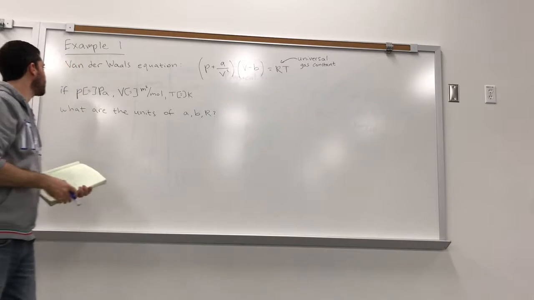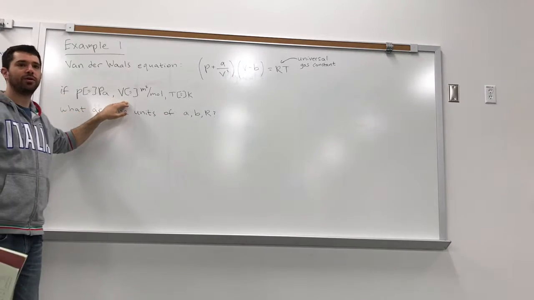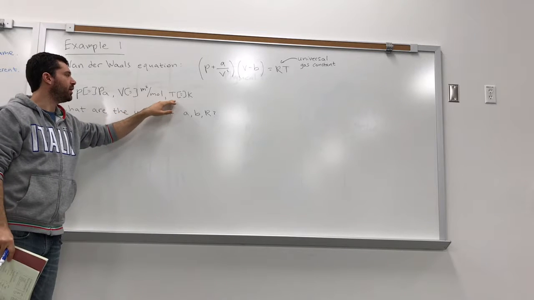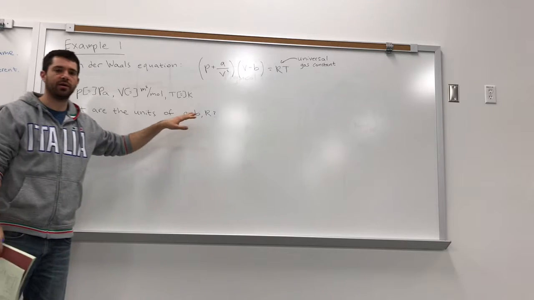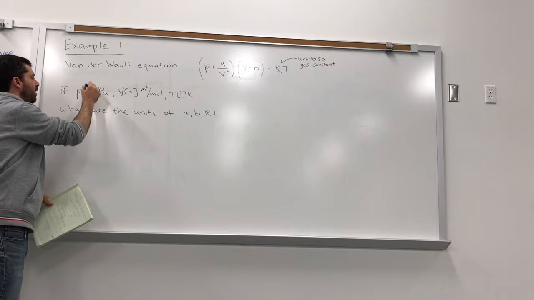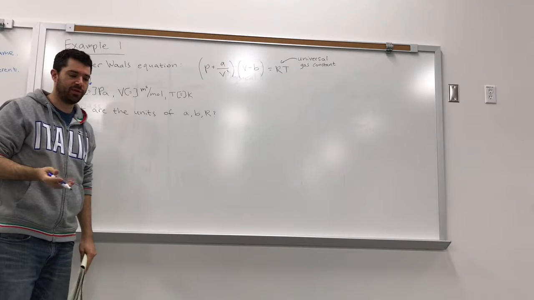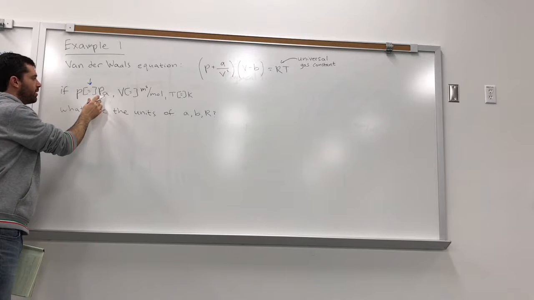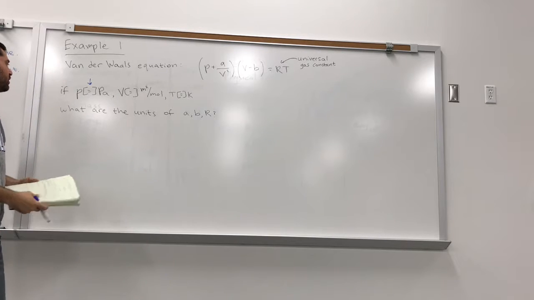different units. The question is, if the units of P equal pascals, if the units of V equal meters cubed divided by mole, and the units of T are Kelvin, what are the units of A, B, and R in this equation? And I just want to mention that when I use equal with square brackets in all the videos, that means the units of. So P equals in square brackets Pascal, it just means that the units of P are in pascals.